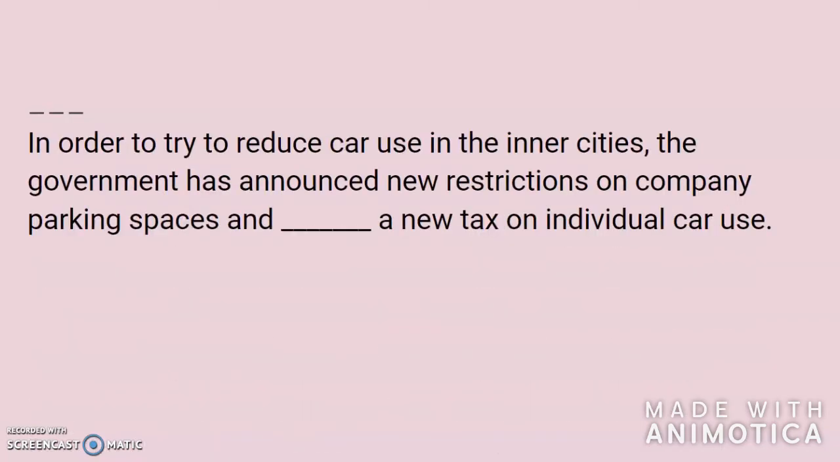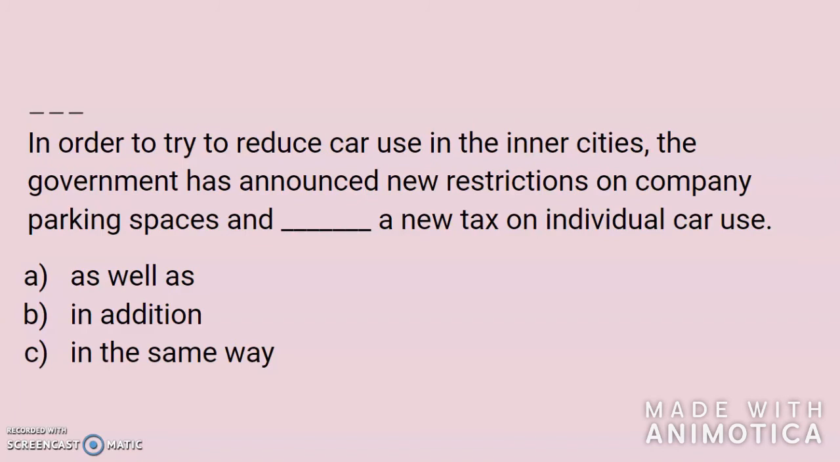The final exercise is this. In order to try to reduce car use in the inner cities, the government has announced new restrictions on company parking spaces and a new tax on individual car use. The alternatives are as well as, in addition, and in the same way. And the correct alternative is letter C, in the same way. So it would be, in order to try to reduce car use in the inner cities, the government has announced new restrictions on company parking spaces, and in the same way, a new tax on individual car use.